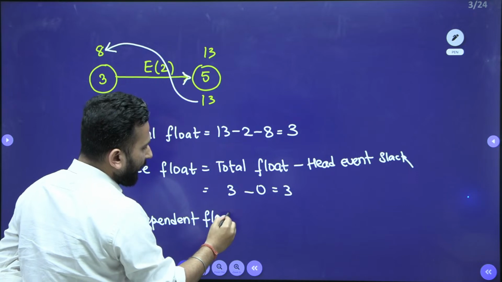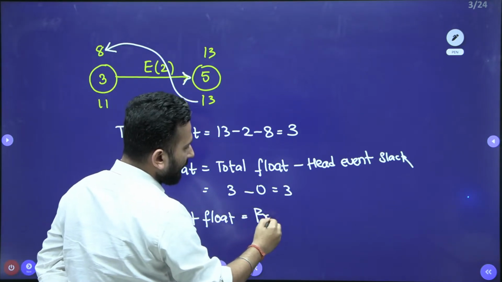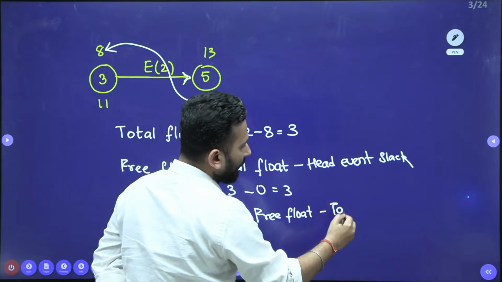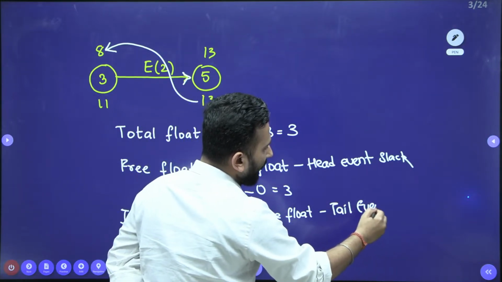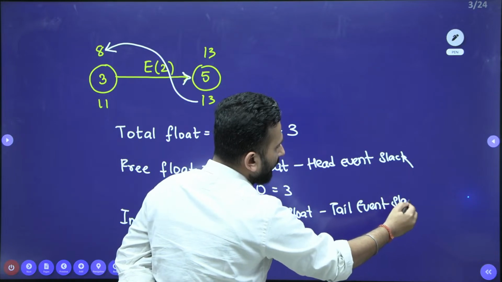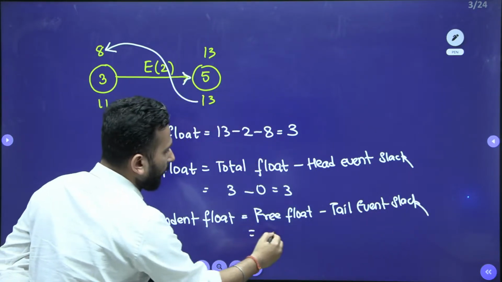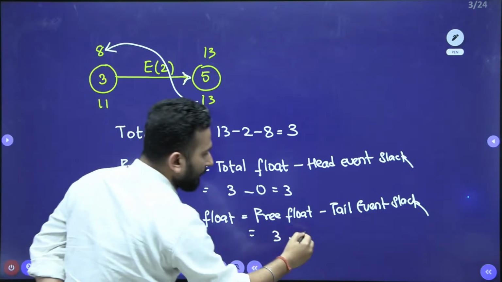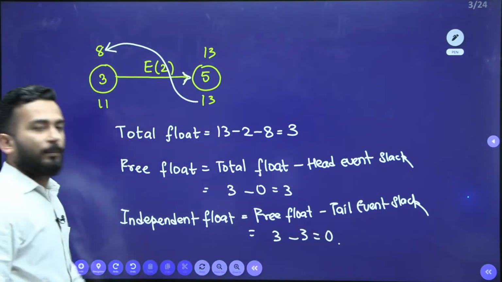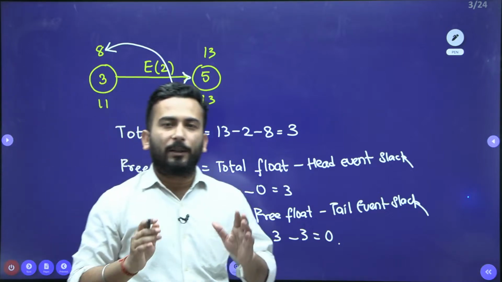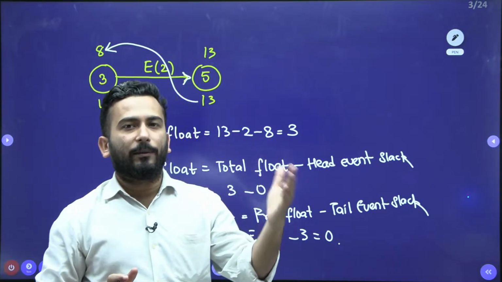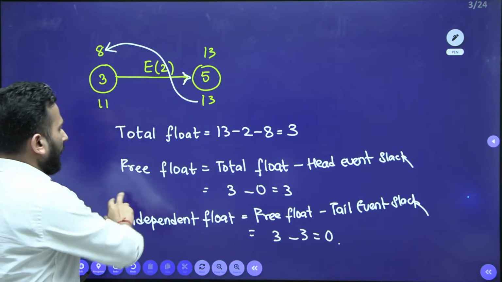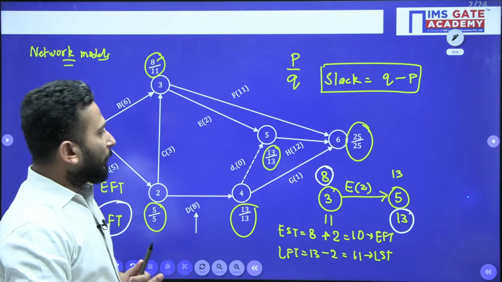They can ask you what is independent float. It is free float minus tail event slack. So free float is 3, and tail event slack is 11 minus 8, which is 3. So it is 0. Right? So my dear friends, slack for an event, float for an activity. Slack for an event, float for an activity.